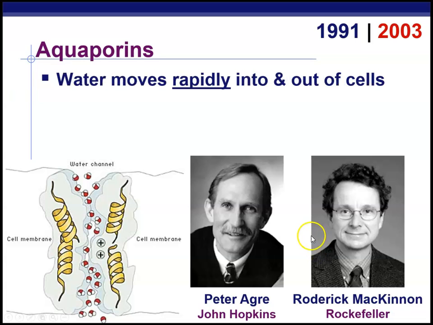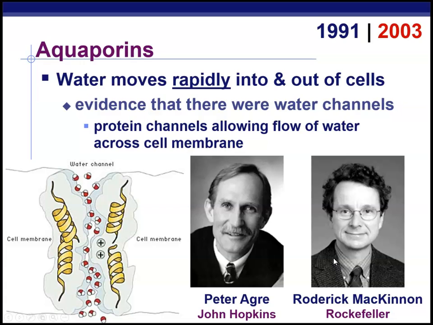Here's the case of aquaporins. Water can actually move quite rapidly into and out of cells. So there was evidence that there had to be something, because water wouldn't move that rapidly across that lipid bilayer because of the polarity. There's got to be something helping it out, which turned out to be these water channels that were discovered, and they were named aquaporins.